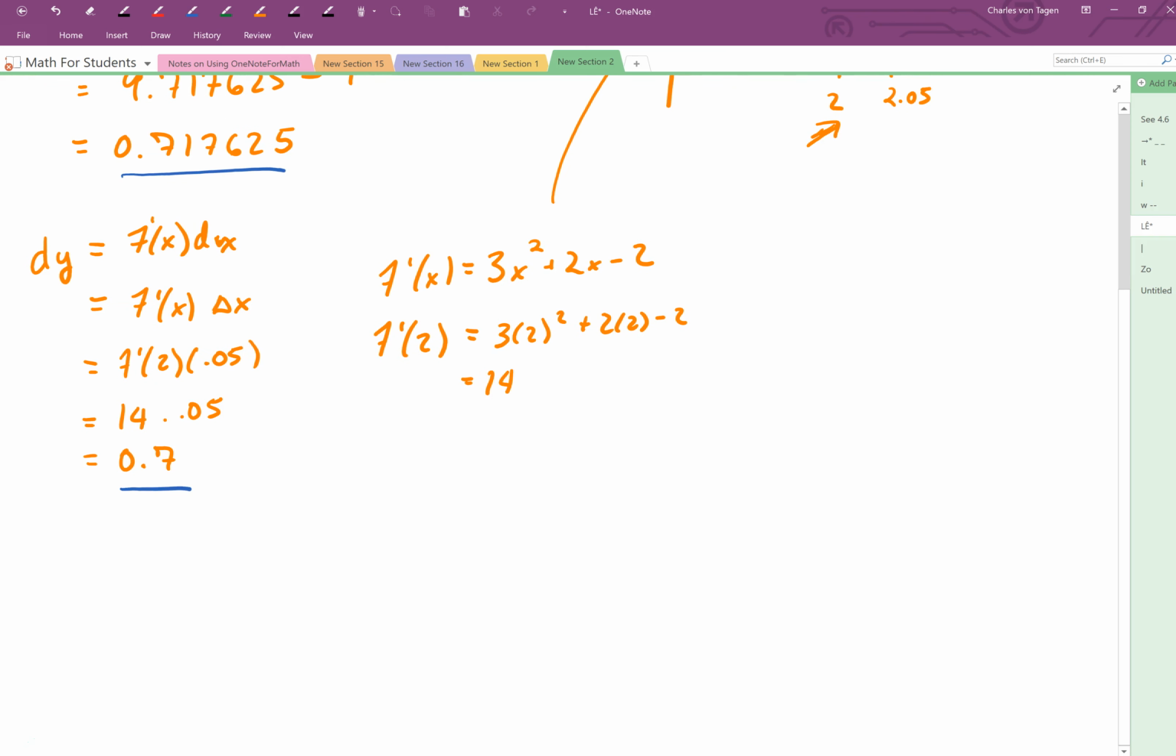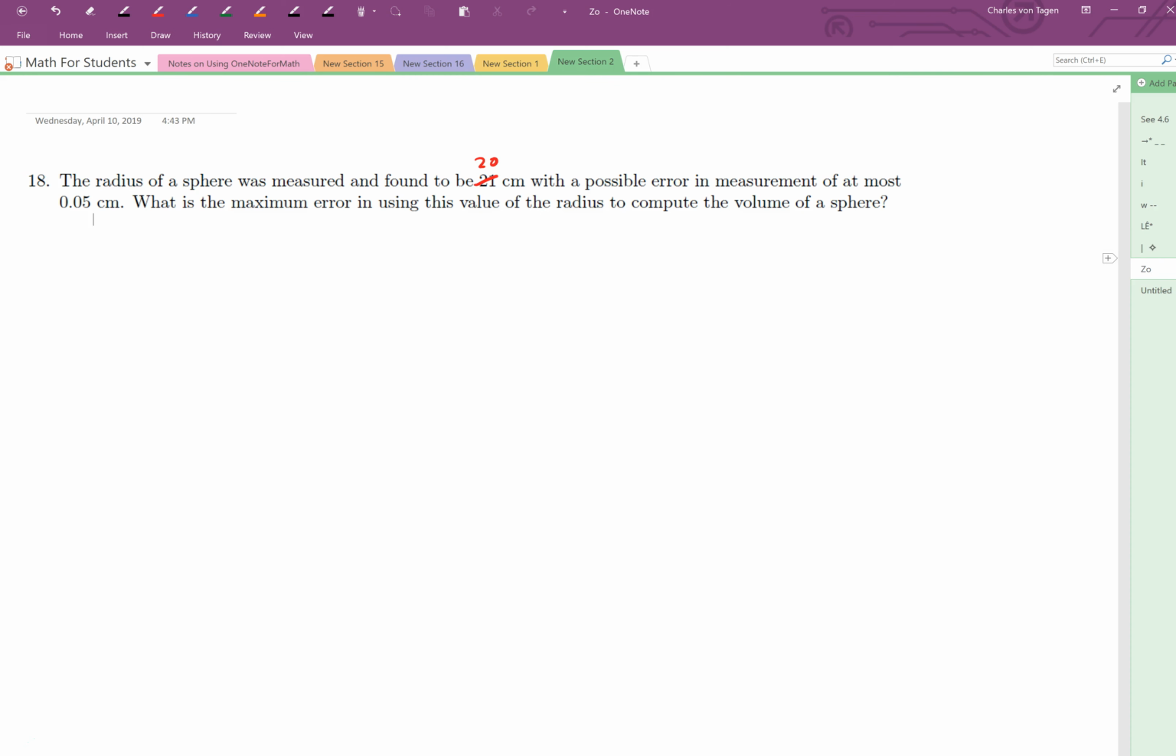So let's look at our very last example. I am going to make a slight change to this, so this originally said 21 centimeters. I wanted to change that to 20 centimeters. So let's read the problem. The radius of a sphere was measured and found to be 20 centimeters with a possible error measurement of at most 0.05 centimeters.